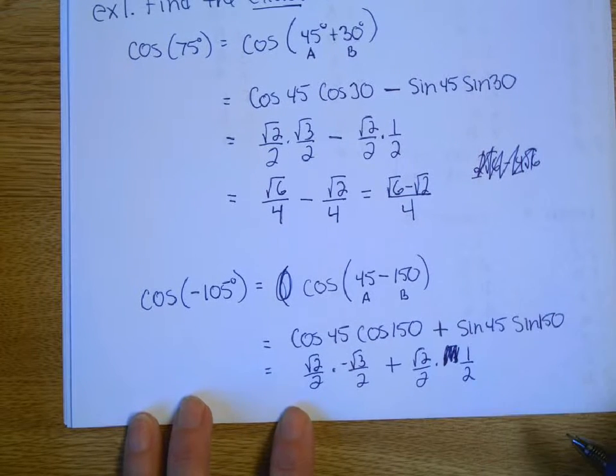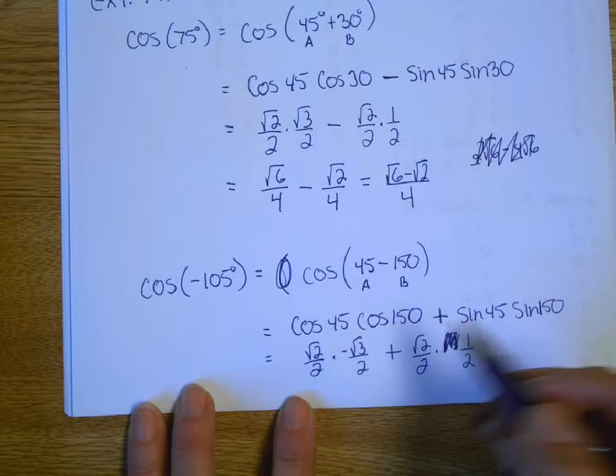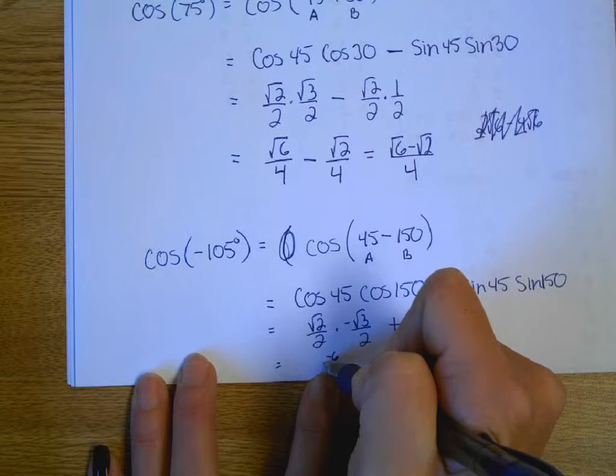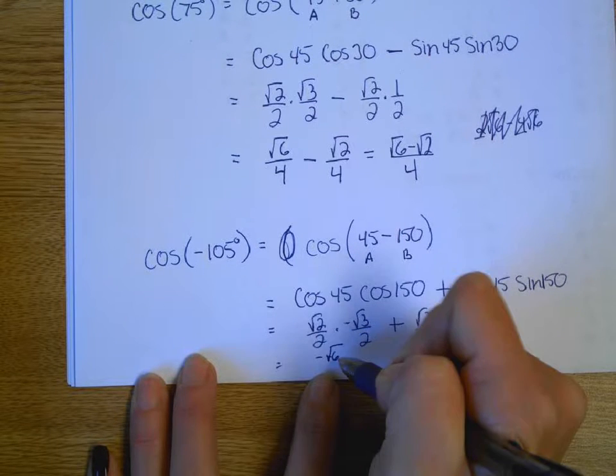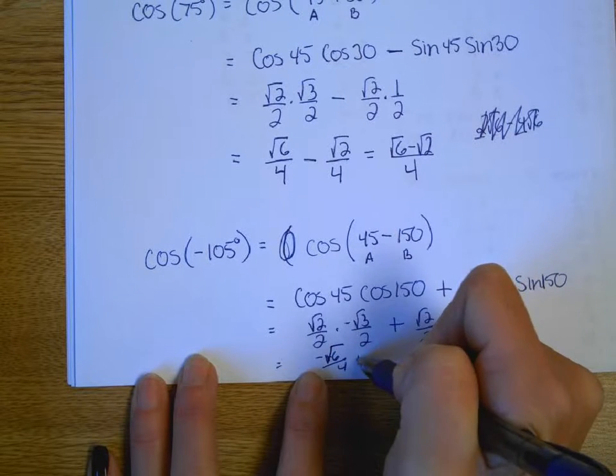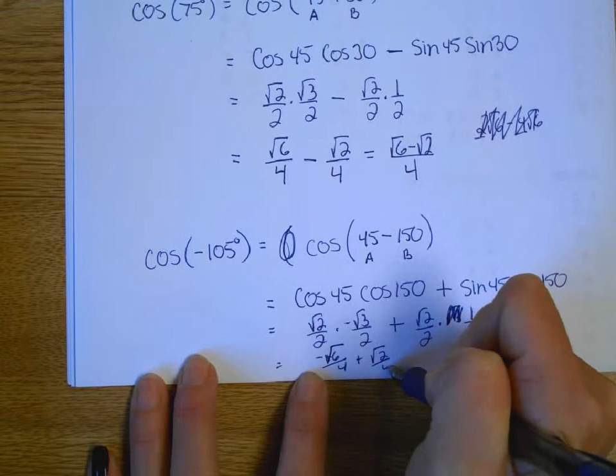So we're going to have negative square root of 6 over 4 plus square root of 2 over 4.